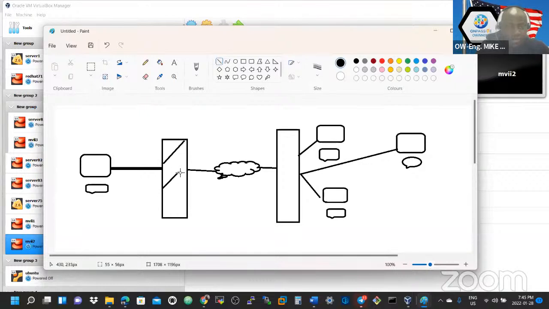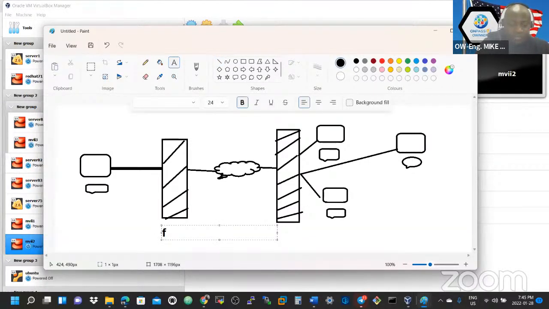Let's say these blocks that I'm drawing here, let's call them our security. So this is like a firewall. So let's say we have a firewall. We have firewall number one, and here we have firewall two. And over here, this is the internet.